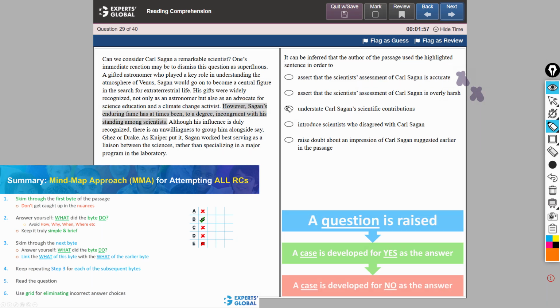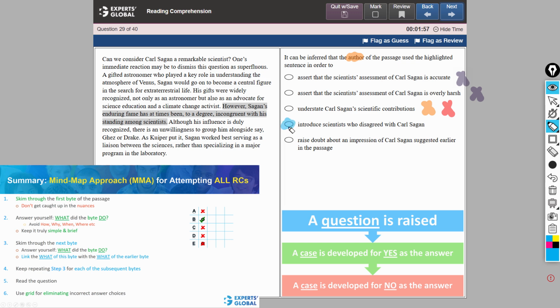2 problems with answer choice C. First of all, the author of the passage makes no attempt to understate the contributions of our scientist. And the second problem is that the purpose of this sentence is not to understate the contributions of our scientist. The purpose of this sentence is entirely different. It is about introducing a contrast from all the information stated earlier in the passage. Therefore, answer choice C is clearly incorrect.